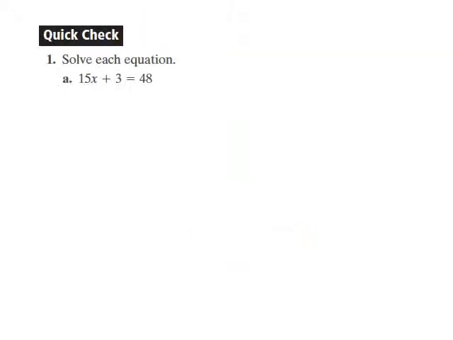For quick check number 1, 15x plus 3 equals 48. Remember, we first deal with any addition and subtraction, so we're going to deal with that plus 3. We're going to subtract 3 from both sides of the equation. That leaves us 15x equals 45. Now we're ready to deal with the 15. We need to divide both sides by 15.